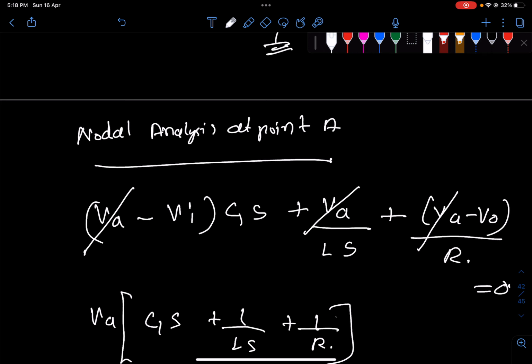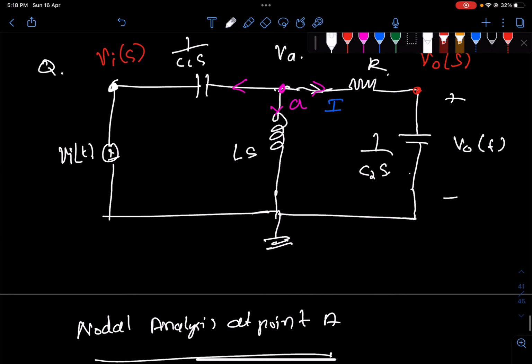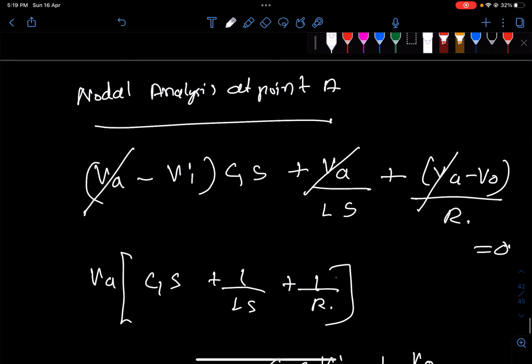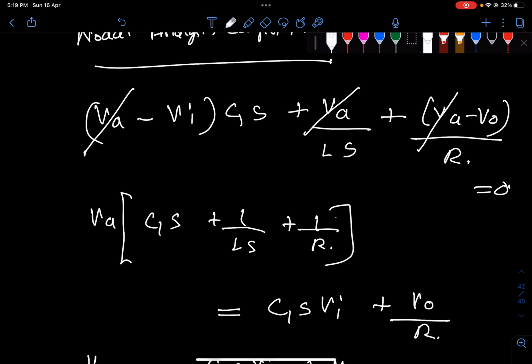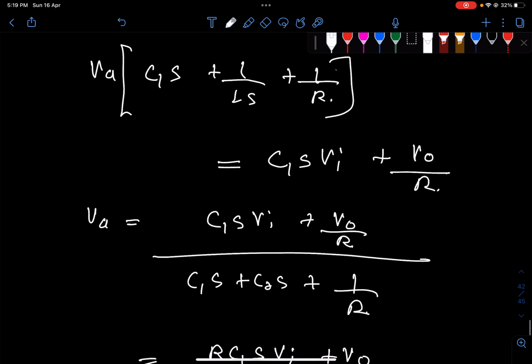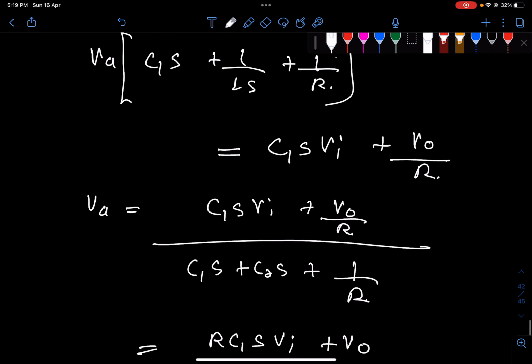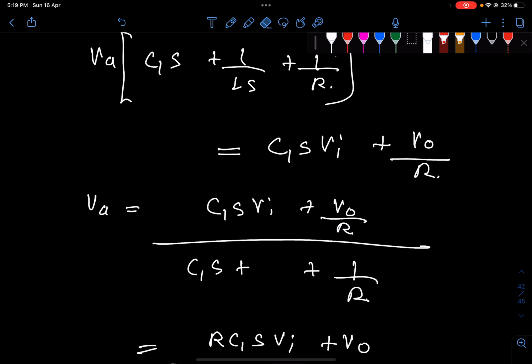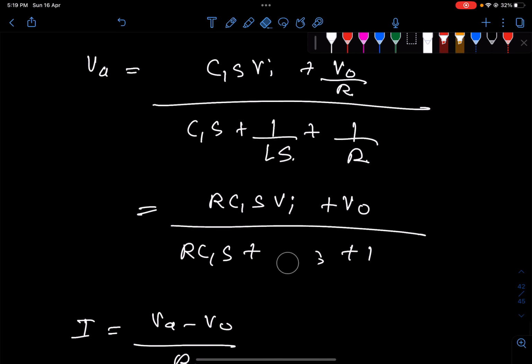The first thing is I have not applied the nodal analysis properly: VA minus VI into C1S plus VA minus 0 by LS plus VA minus V0 by R. VA taken out, C1S plus 1 by LS plus 1 by R equal to C1S VI plus V0 by R. Just divide this one by C2S. There again is the issue. I have forgotten this is 1 by LS, right? So that made the error, the entire error.